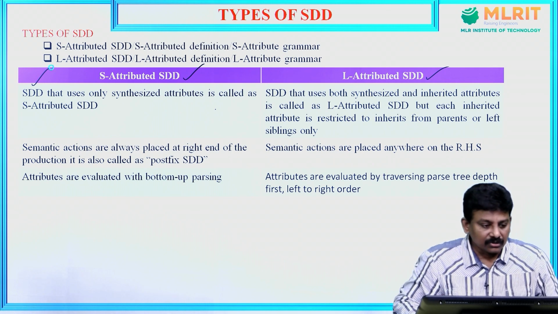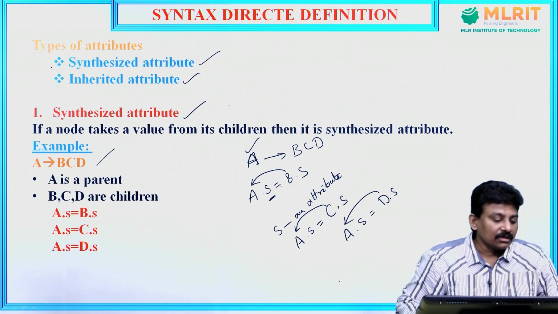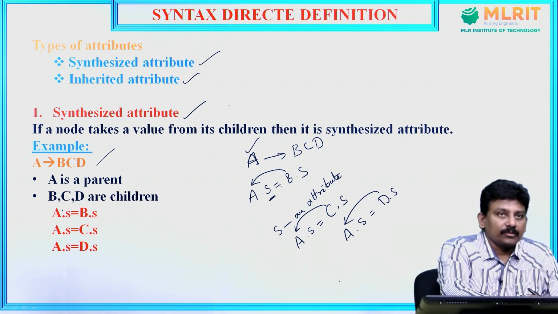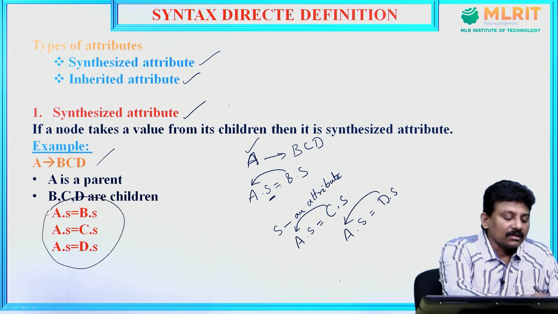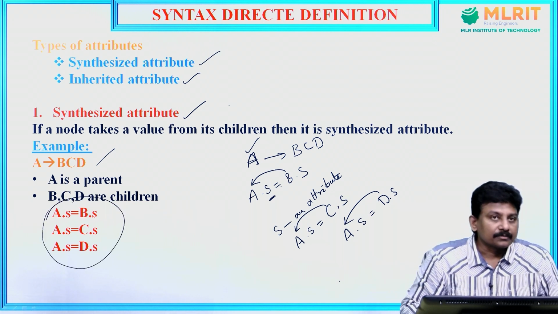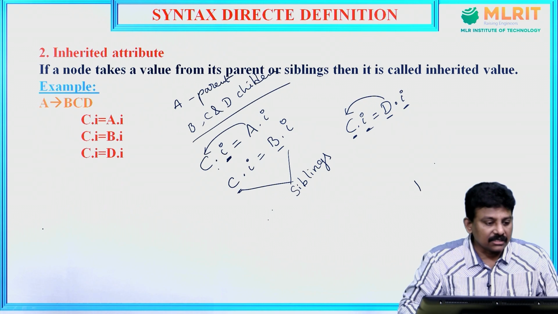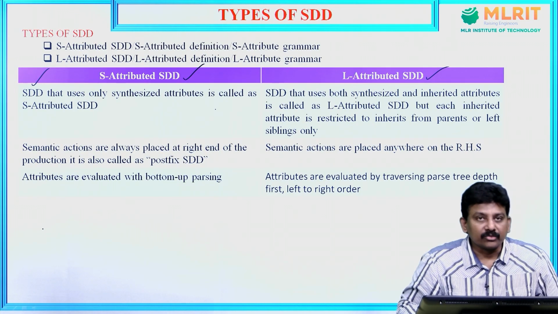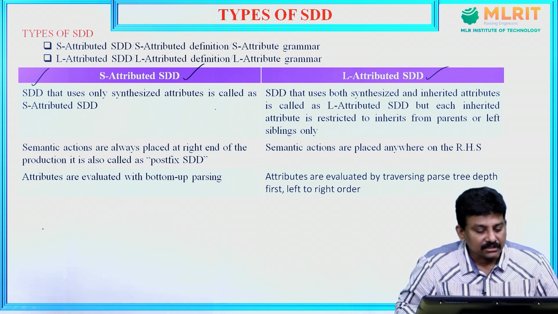In the first example, A is the parent, B is the child. So here it is a synthesized attribute. In this, all the attribute values are evaluated from its children, so it is a synthesized attribute. An SDD that uses only synthesized attributes is called S attributed SDD.